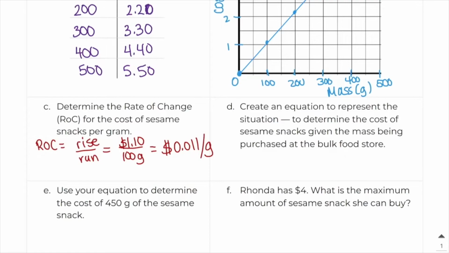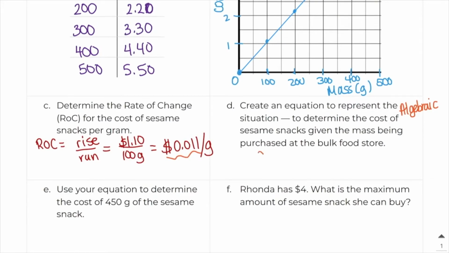All right, our last representation says to create an equation to represent the situation. And so this is our algebraic representation. So we know that the cost per gram is 0.011. So we know that how much we're paying, the cost, is equal to 0.011 for every gram. So that's why we would say C equals 0.011 G.